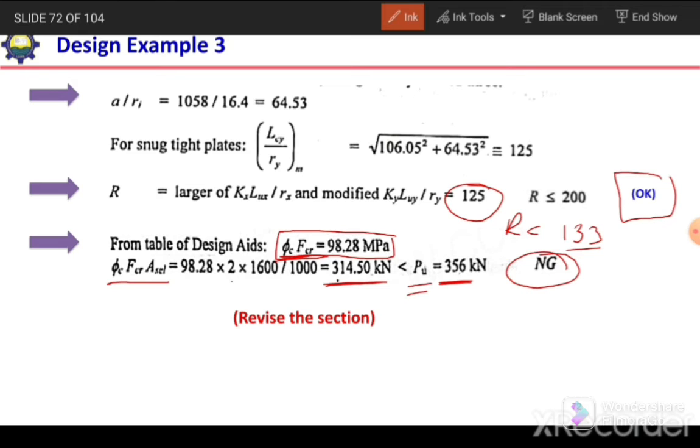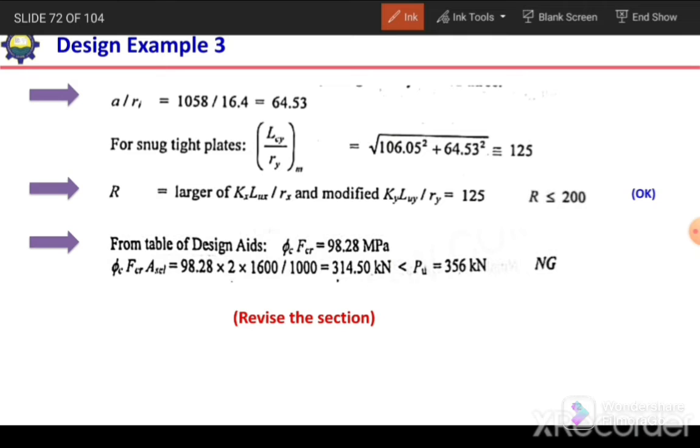Okay, now we will go for a higher section with a larger value of area as well as a smaller value of the slenderness ratio, because the capacity of the section depends on the ry value, because phi c Fcr depends on the slenderness ratio. As the slenderness ratio goes on increasing, its value decreases. So we need to decrease this value to enhance this phi c Fcr.